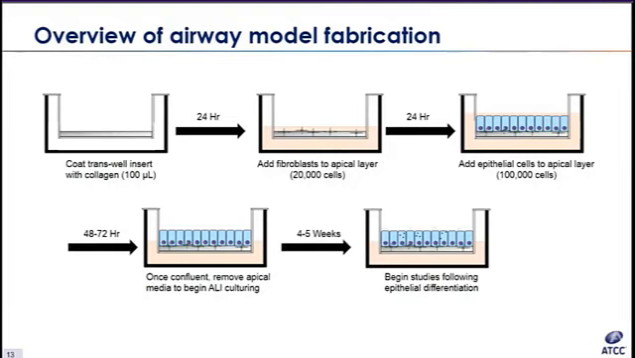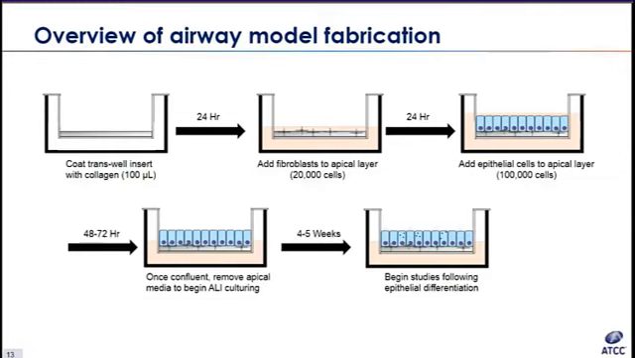First, 3 mg per ml collagen solution is used to coat the apical side of the inserts prior to cell seeding, followed by fibroblast addition at 20,000 cells per well. The following day, we then add the undifferentiated bronchial epithelial cells to the apical side as well at 100,000 cells per well, and allow the cells to reach full confluency, which typically takes about 48 to 72 hours.